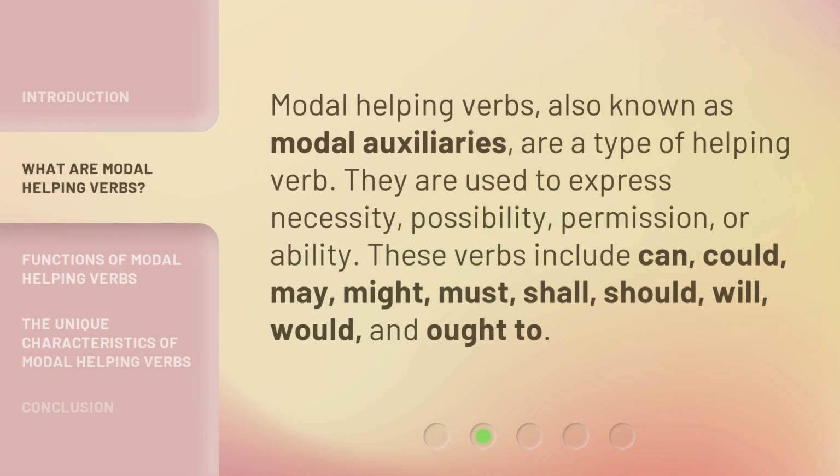Modal helping verbs, also known as modal auxiliaries, are a type of helping verb. They are used to express necessity, possibility, permission, or ability. These verbs include can, could, may, might, must, shall, should, will, would, and ought to.